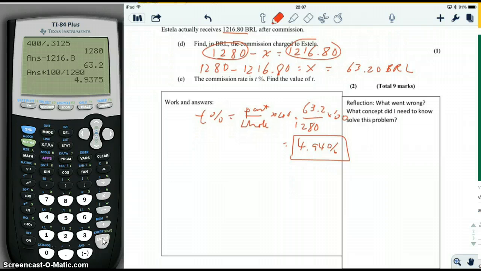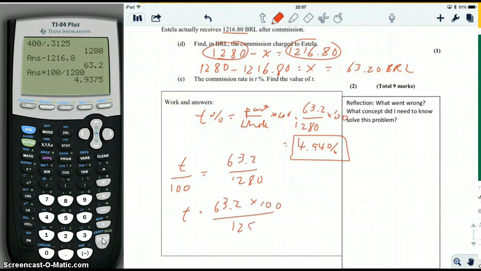The other way you could do that is you could do a proportion. You could go T over 100 equals 63.2 over 1280 and then cross multiply. Okay, in the end you're going to get the same thing. You're going to get T equals 63.2 times 100 divided by 1280. Same thing, 4.94%. That's it.